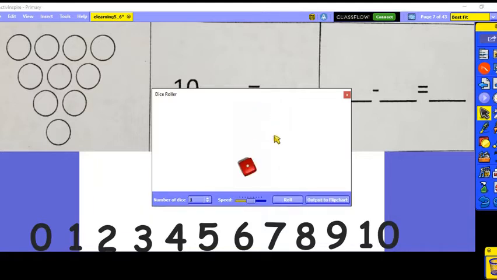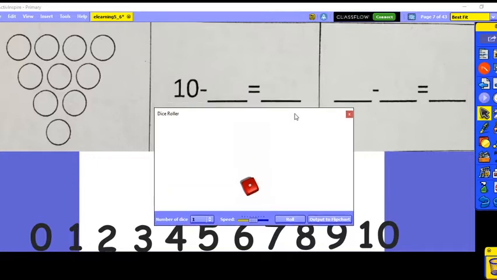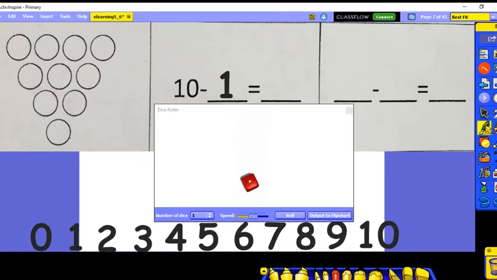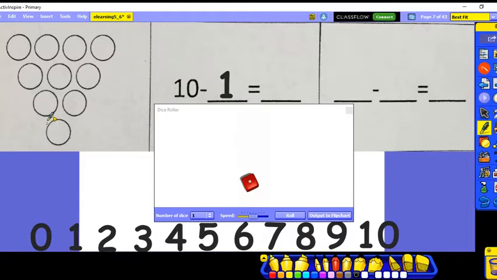Okay, so we've got 10, and we're going to knock down one bowling pin. So here we go. 10 minus 1. And how many are left?